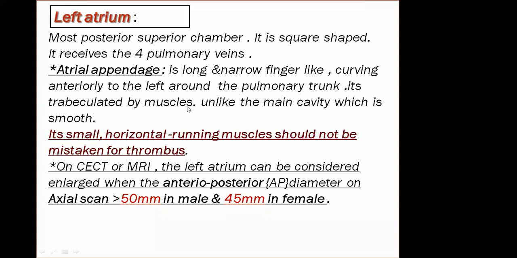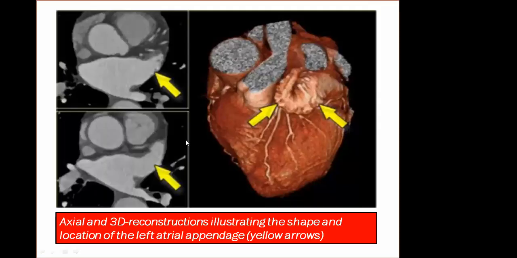On contrast enhanced CT or MRI, the left atrium can be considered enlarged when larger than 50 mm in male and 45 mm in female. This is an axial image on the left and a 3D reconstruction illustration on the right, showing the left atrial appendage, which is indicated by the yellow arrow.